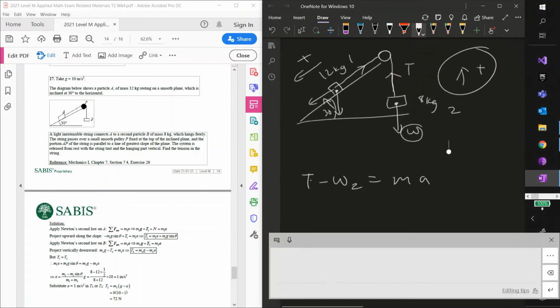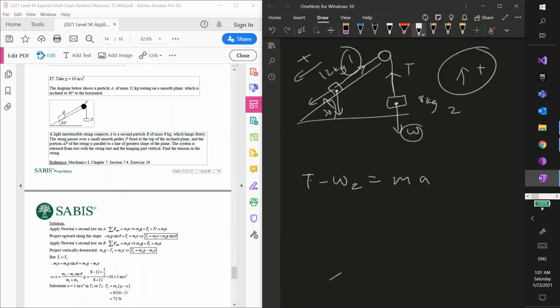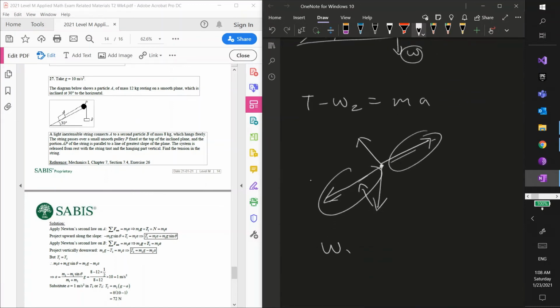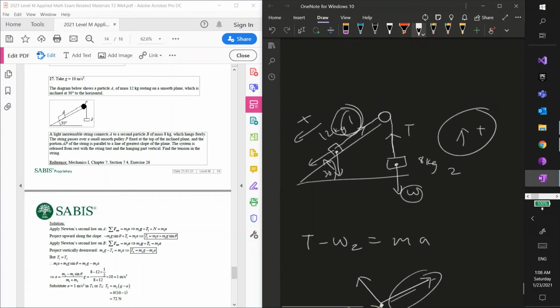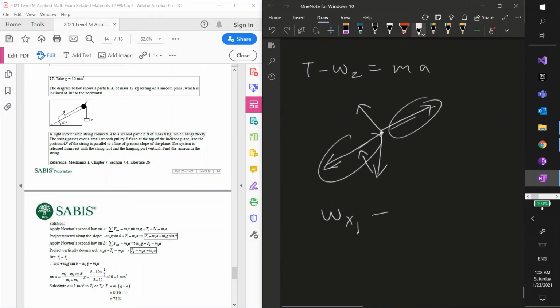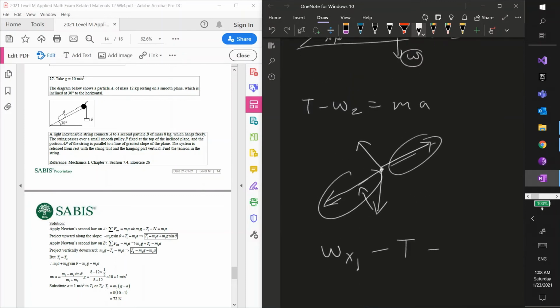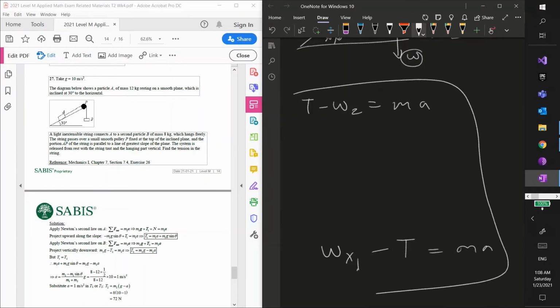So let's draw the free body diagram of this. So you have that, you have the normal, you have the tension acting here, you have the weight acting there, you have the x component of the weight, which is drawn like this. So you have two different forces acting together. The x component of the weight of the first object. The first object is this object, okay? Minus the tension is equal to ma. So now you have two equations, this equation and this equation.